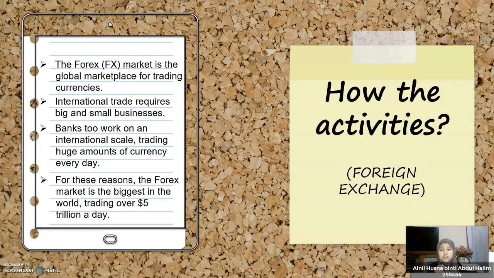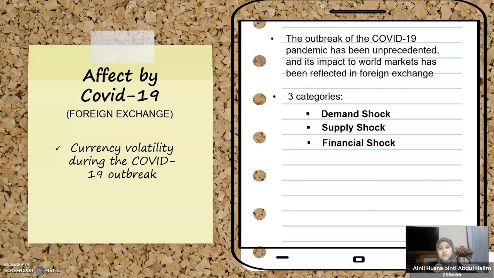Banks work on an international scale, trading huge amounts of currency every day. For this reason, the forex market is the biggest in the world, trading over 5 trillion a day. Next, the effect of COVID-19 on foreign exchange and currency volatility during the COVID-19 outbreak. We can see this in this slide. The outbreak of the COVID-19 pandemic has been unpredictable, and its impact on the world market has been reflected in foreign exchange.